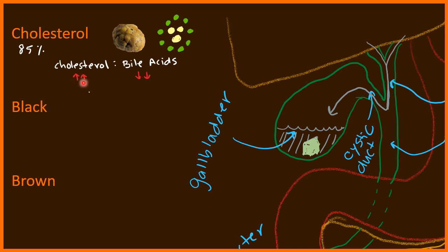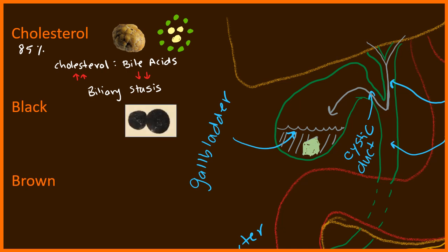That's why anytime you have a state of high cholesterol or low bile acids, that can lead to the formation of gallstones. Also, there's something known as biliary stasis. So whenever the gallbladder is not contracting for a prolonged period of time, this structure here can break down, cholesterol can still leak, and then you can form gallstones here.